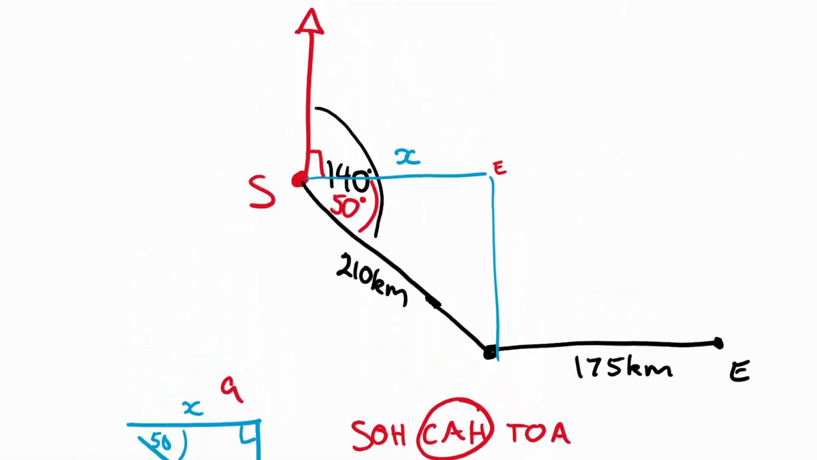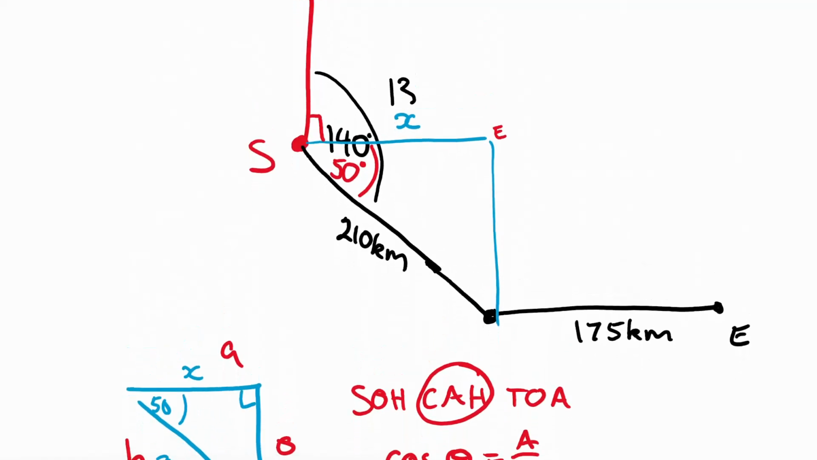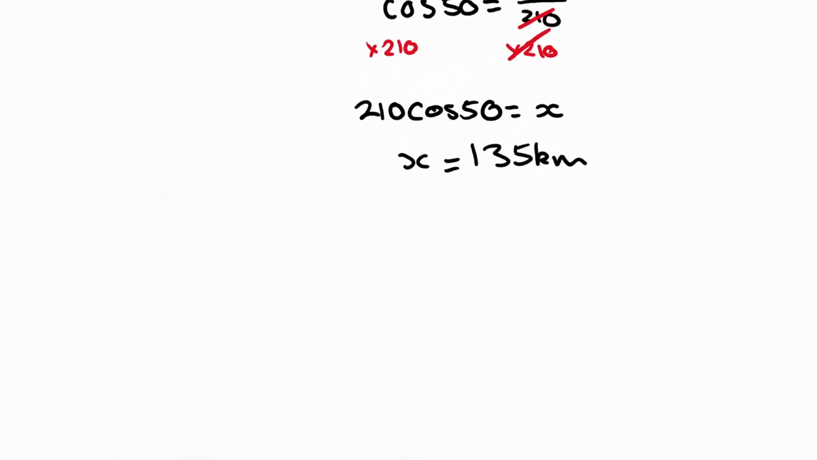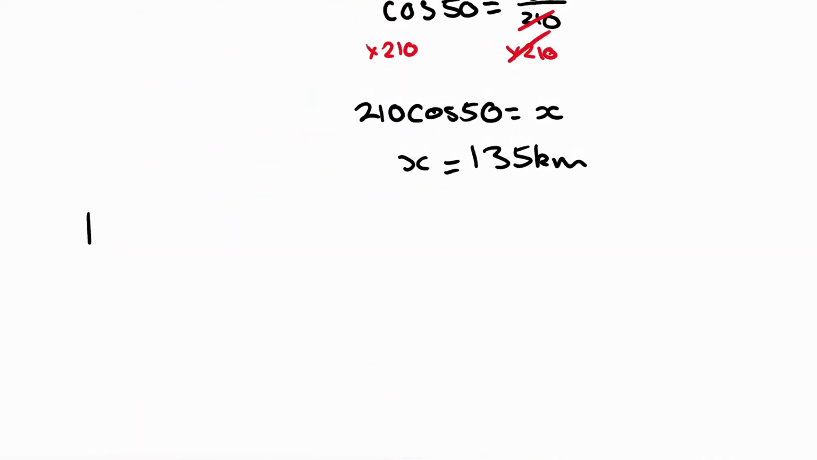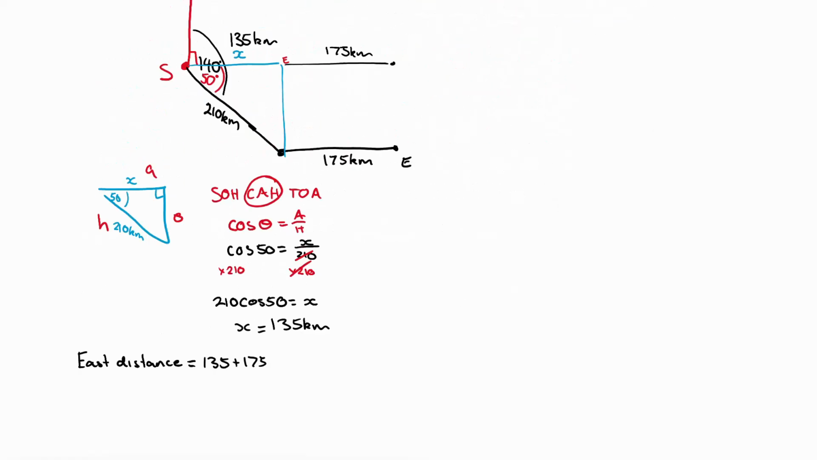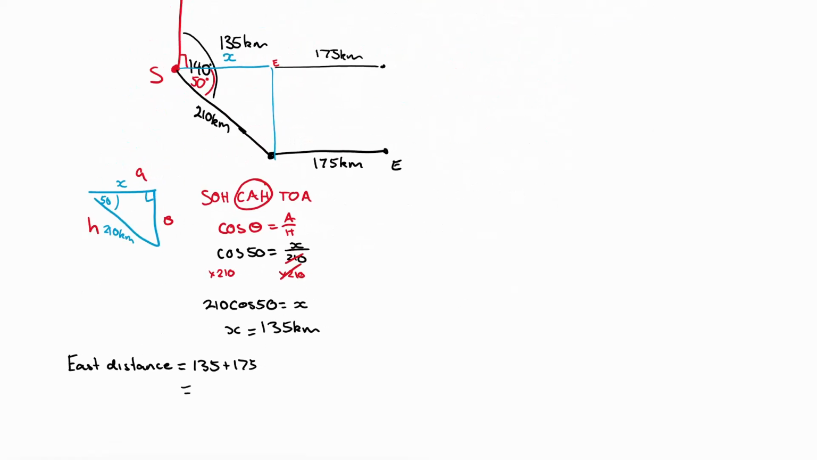Okay, so if I go back up here, this X is 135 kilometers. I know that down here was 175 kilometers. So how far east we've traveled, the east distance will equal 135 plus 175, which equals 310 kilometers.